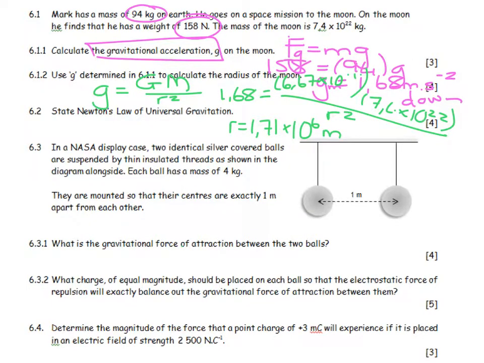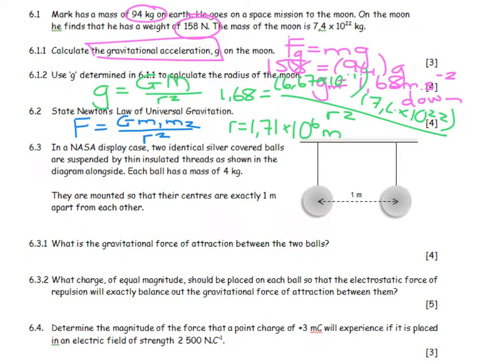State Newton's universal law of gravitation. You can't write this down, but any two objects in the universe attract each other as a force. That force is directly proportional to the product of their masses and inversely proportional to the square of the distance between their centers. And you need to write that all out in words, but that equation in essence summarizes it.